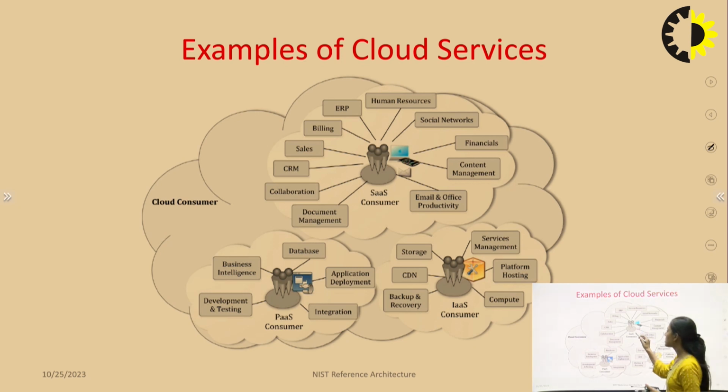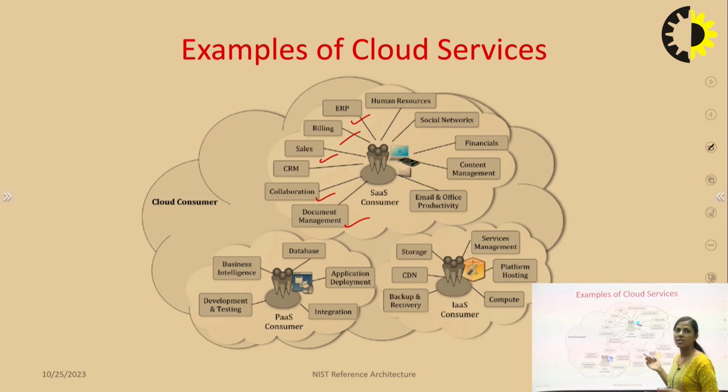If we have a SaaS consumer, what exactly are the different services SaaS consumers use? Say I am a user or a SaaS consumer. These are the different services I may require: document management, like the Google Docs we use in day-to-day life, collaboration, like Google Colab, CRM, customer relationship management, in the sales department, billing in the finance department, and the ERP system. These are the different software we require as consumers.